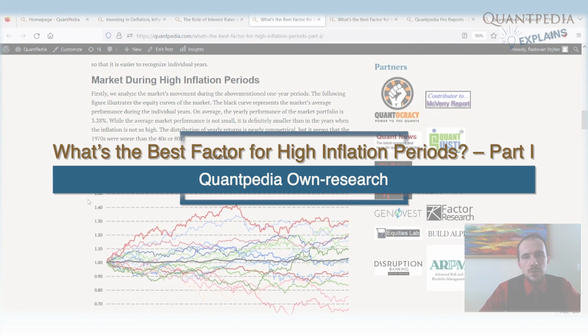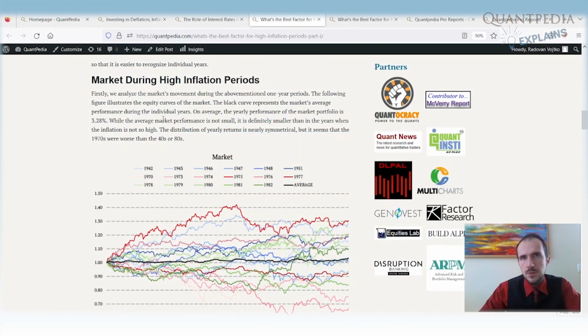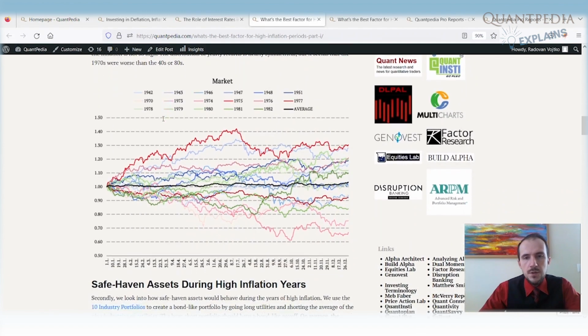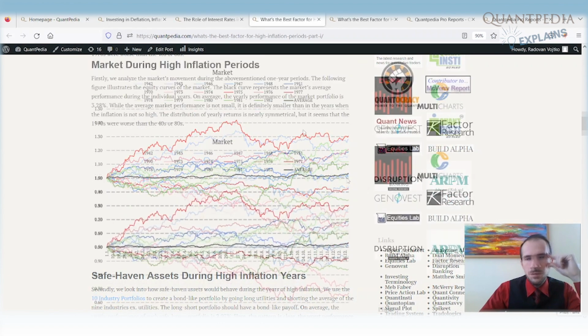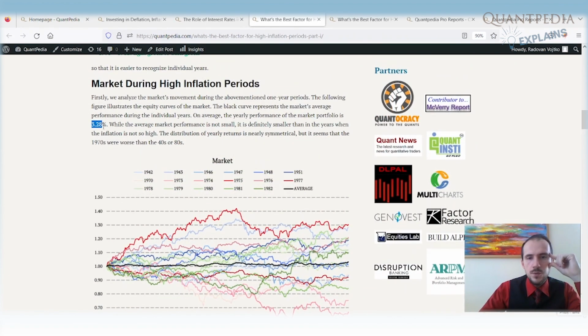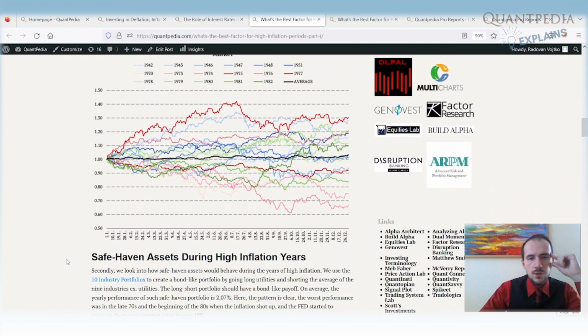The first thing we can check is the performance of the market portfolio, which is simply the performance of equities. As you can see, there is a high spread between the best and worst years. The average performance of equities is not extremely high, only around 3%, and that's the nominal performance. If we check the inflation during those periods, it was significantly higher. Buying stocks is not the best hedge for high inflation periods.